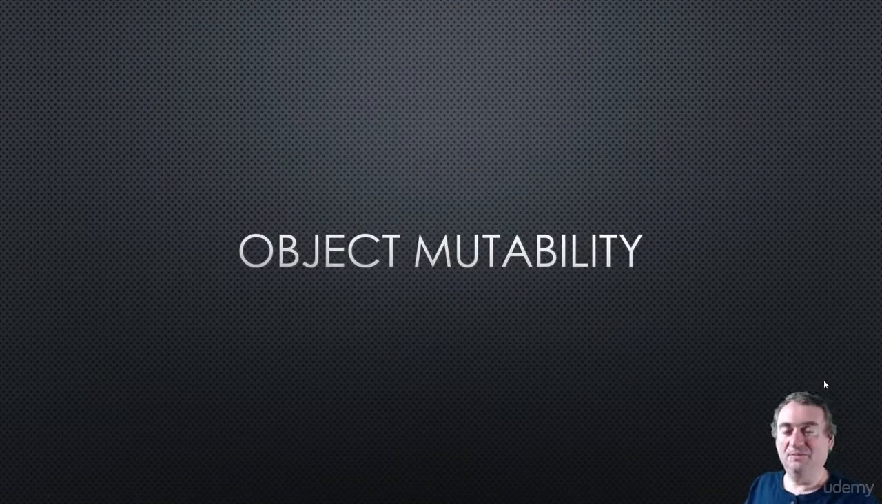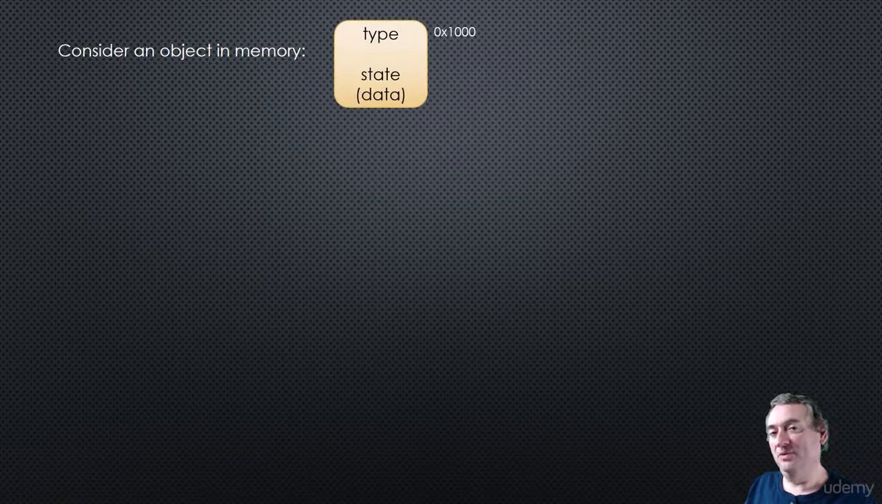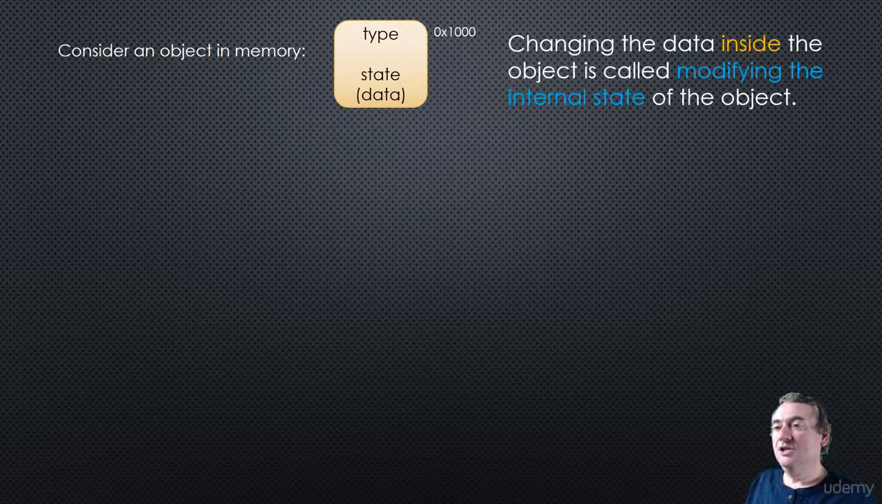Hi, and welcome to this lesson on object mutability and immutability. So let's consider again an object in memory. Remember, an object is basically something that has a type and also has some internal data. It has state and it's located at some memory address. Changing the data inside the object is called modifying the internal state of the object. Let's take a look at an example of that.